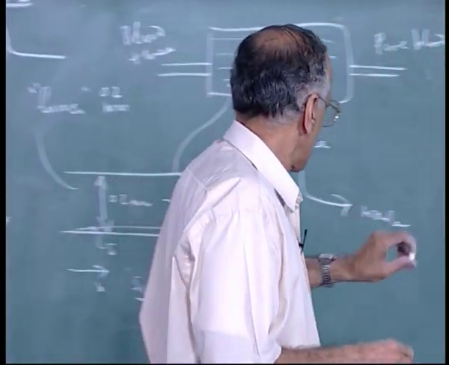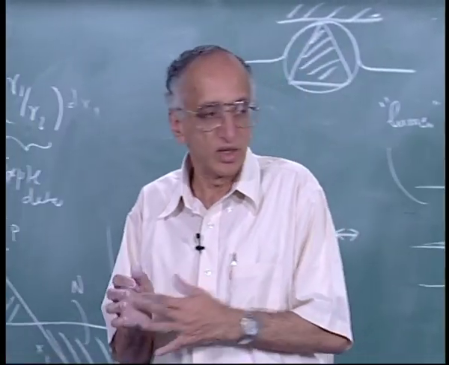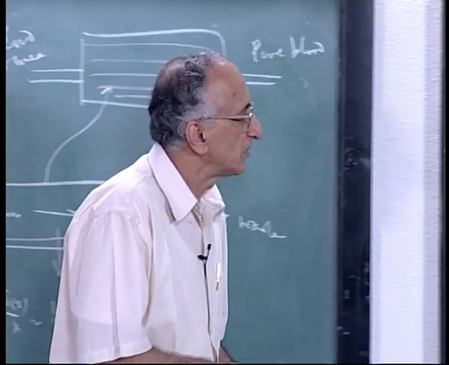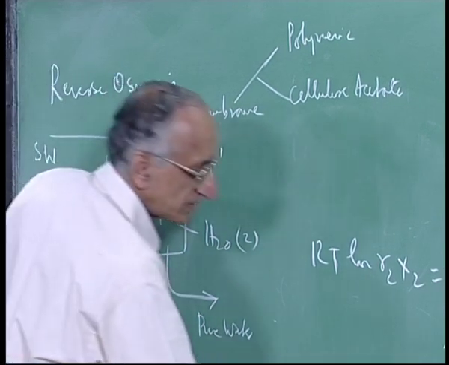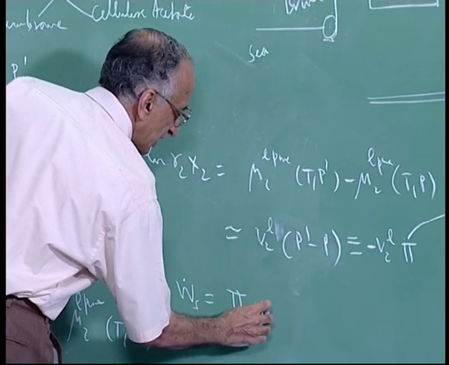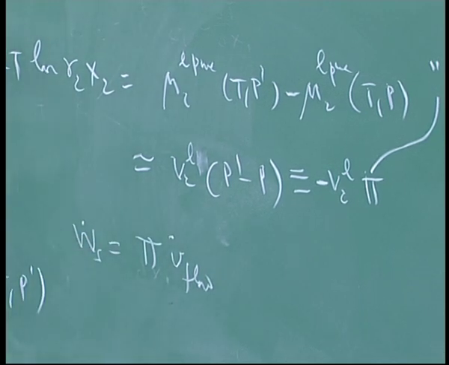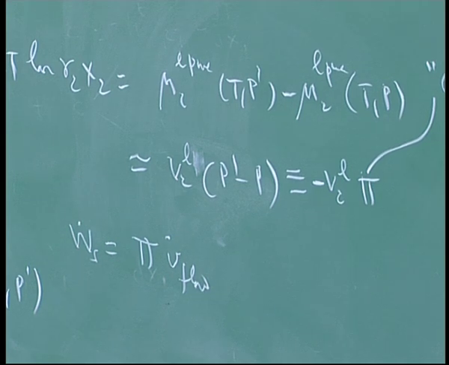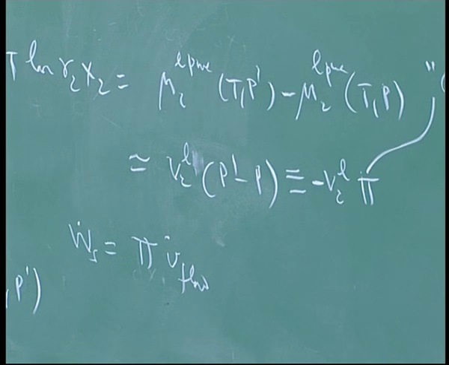Okay, so, reverse osmosis is a very important part, and I think for desalination it is going to be the way to do it. Because it is one of the most reversible ways, you can calculate the work here. The work here is simply the volumetric flow times the pressure difference, right. Ws dot is simply pi times the volumetric flow, V dot. And you can calculate that work, you will find that it is much smaller than the comparable processes of evaporation.